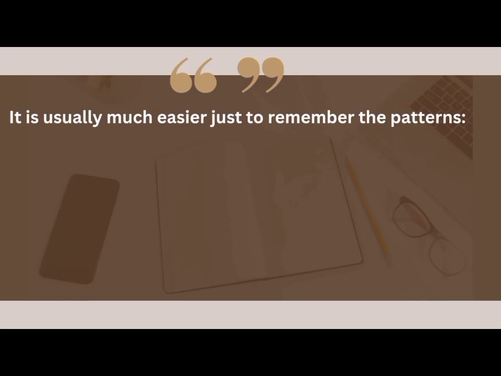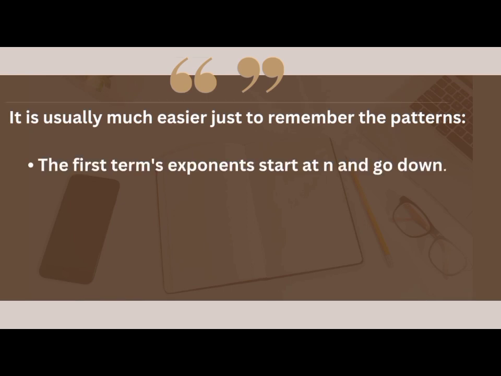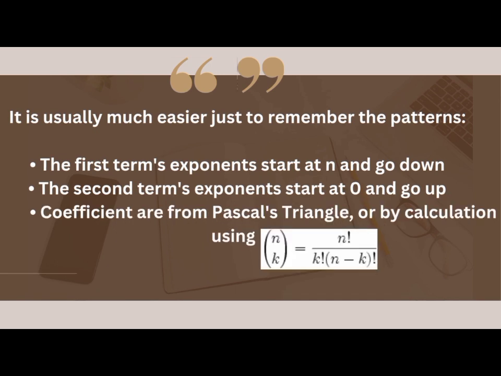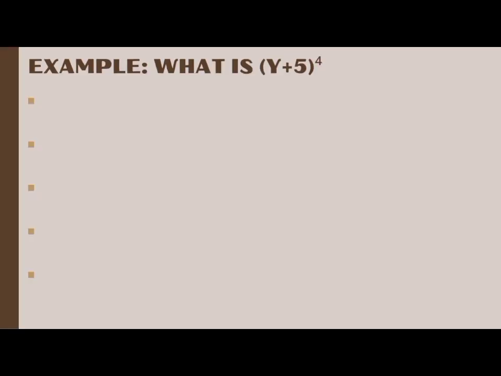It is usually much easier just to remember the pattern. The first term's exponent starts at n and goes down. The second term's exponent starts at 0 and goes up. Coefficients are from Pascal's triangle or by calculation using n choose k equals n factorial over k factorial times n minus k factorial. Let's have an example.